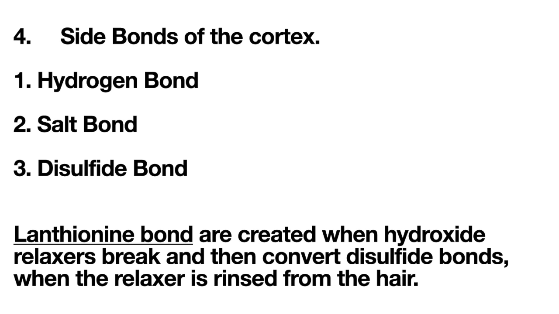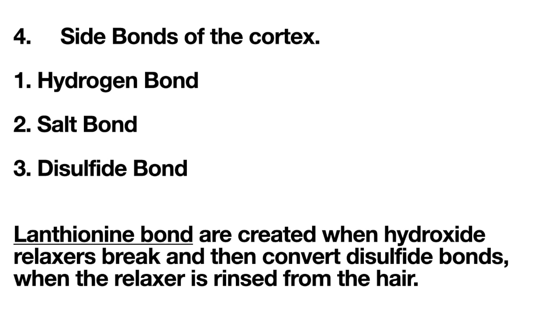Number 2, salt bond. A salt bond is another weak, temporary cross-link that can be broken by changes in pH. They're easily broken by strong alkaline or acidic solutions and account for 1/3 of the hair's overall strength.